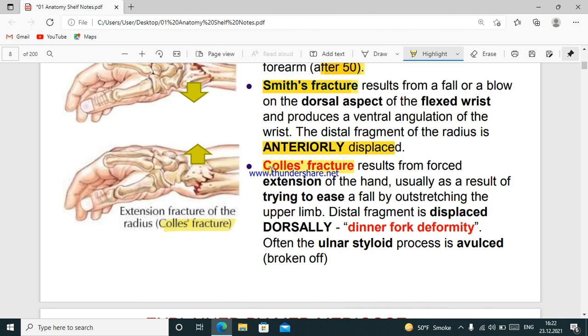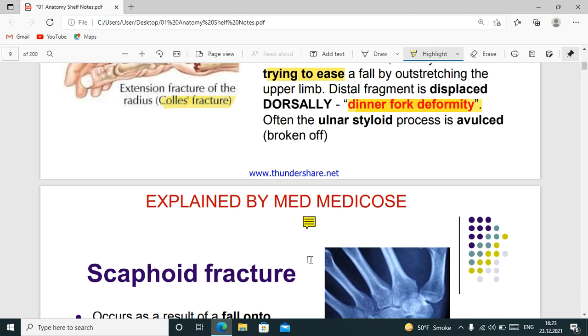And the Colles fracture, which we said is an outward fracture, an extension fracture, as the name indicates. It results from forced extension of the hand, usually from trying to break a fall by outstretching the upper limb. The distal fragment is displaced dorsally. It causes a dinner fork deformity. We know the shape of a dinner fork used for eating, so we give this dorsally displaced shape the name dinner fork deformity. The ulnar styloid process is also often broken off.